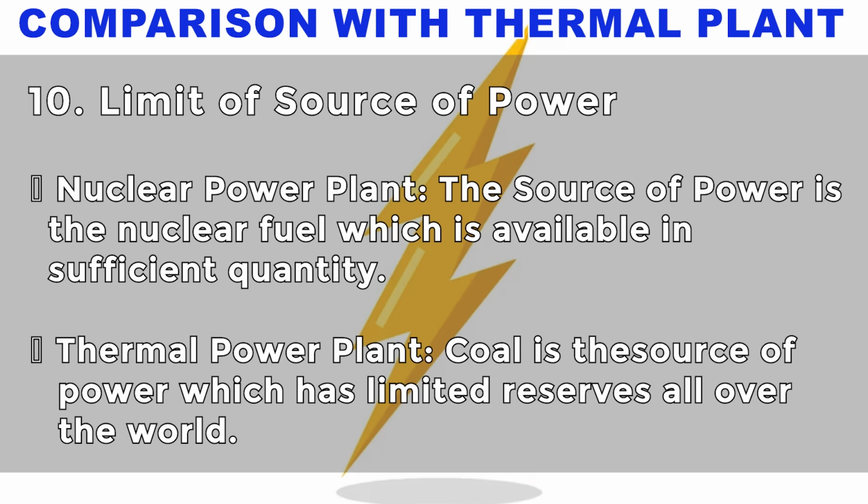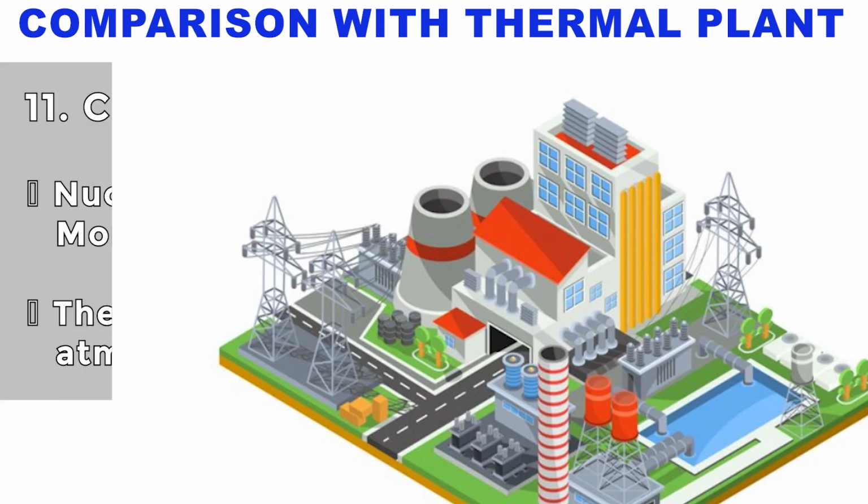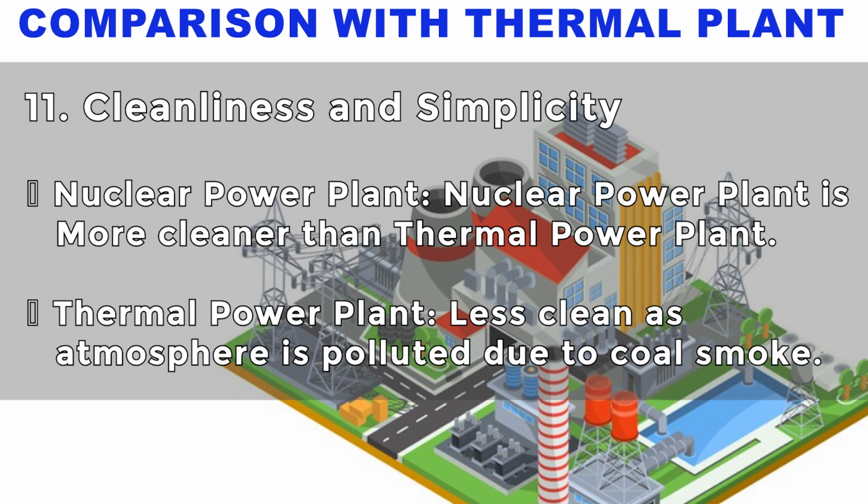And in thermal power plant, coal is the source of power which has limited reserves all over the world. Next comparison is cleanliness and simplicity. Nuclear power plant is more clean than thermal power plant, and thermal power plant is less clean as atmosphere is polluted due to coal smoke.